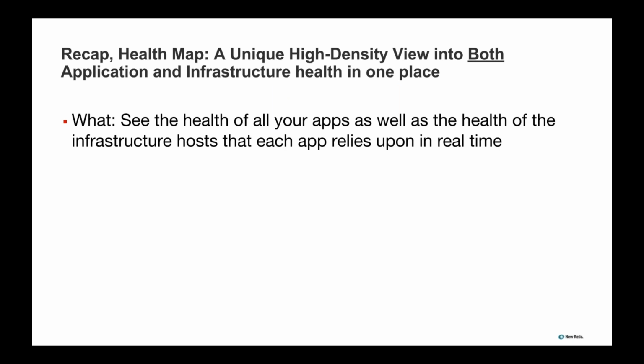So quick recap, just touching on what we've covered with HealthMap. We see HealthMap as this unique high-density view of the combination of application and infrastructure health in one place that allows you to see all of those apps and services and microservices, their health related to the health of the instances, so that you can see, is it the application that's having trouble? Is it a particular instance or set of instances? What kind of problem am I having, if I'm even having the problem?